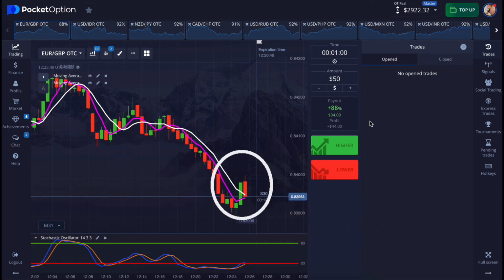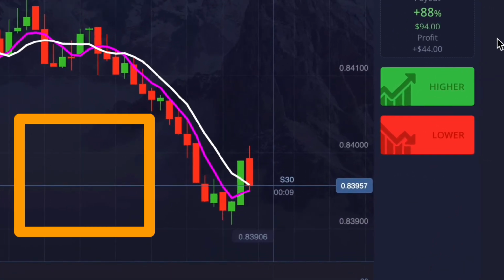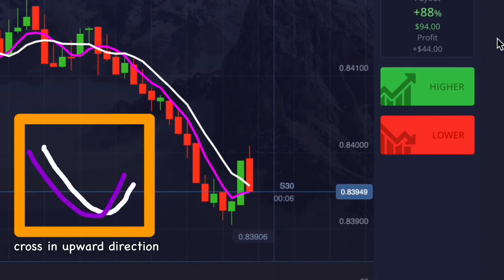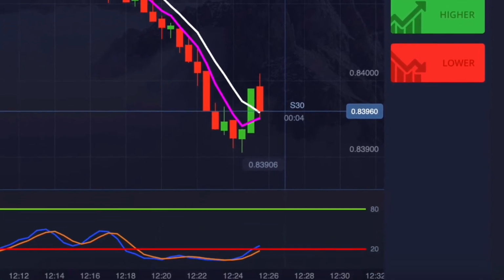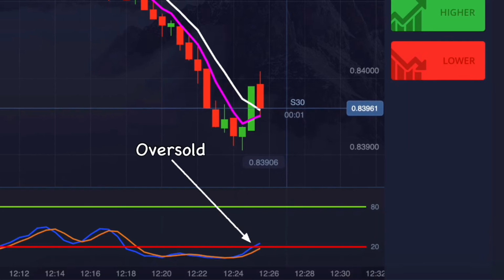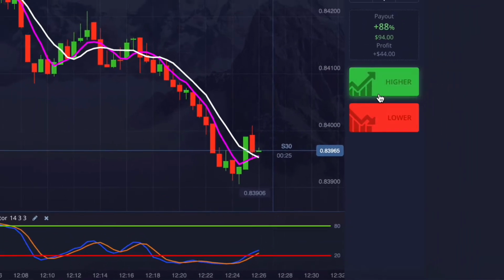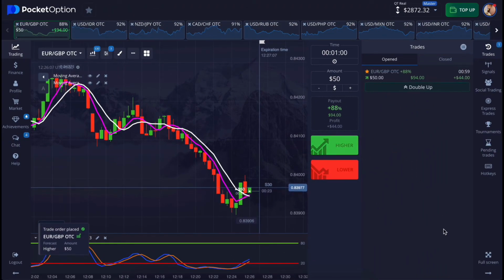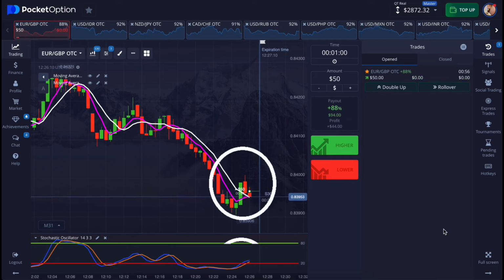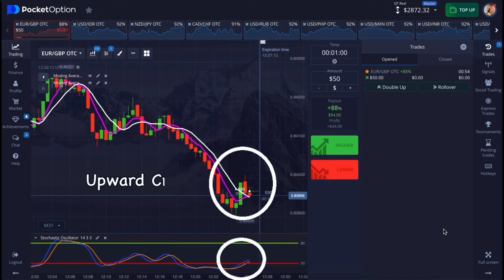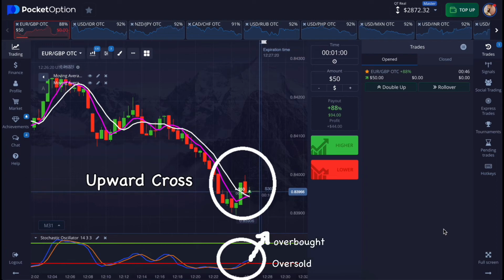So we place the first entry here, because here the pink line of the moving average is crossing the white line in the upward direction. And at the same time if we look below, we find that the stochastic oscillator is in oversold condition. This means that the market is now more likely to go up. So you can see, I have placed the trade on just 2 confirmations. One is an upward cross in the moving average, and the line of the stochastic oscillator is moving from oversold to overbought. So this is a very simple strategy, but in this you have to look at 2 or 3 more points. We will see them later.